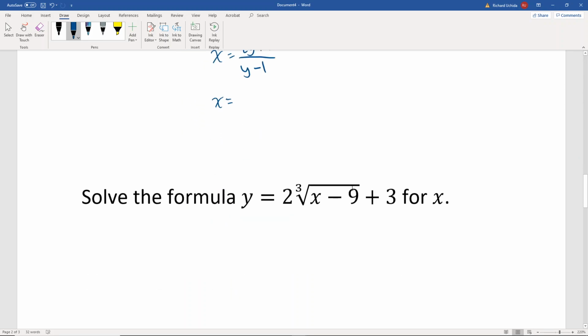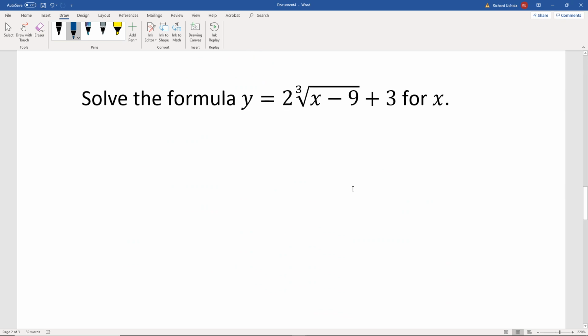Let's look at a couple more examples of this. Let's say you're to solve the formula y equals 2 times the cube root of x minus 9, plus 3, and you want to solve this one for x. So we want to get this x here by itself on one side, everything else onto the other side. One thing you want to do first is this whole term with the radical, that has the x, so we want to get that term by itself. So let's subtract 3 from both sides of the equation. So we'd have y minus 3 equals 2 times the cube root of x minus 9.